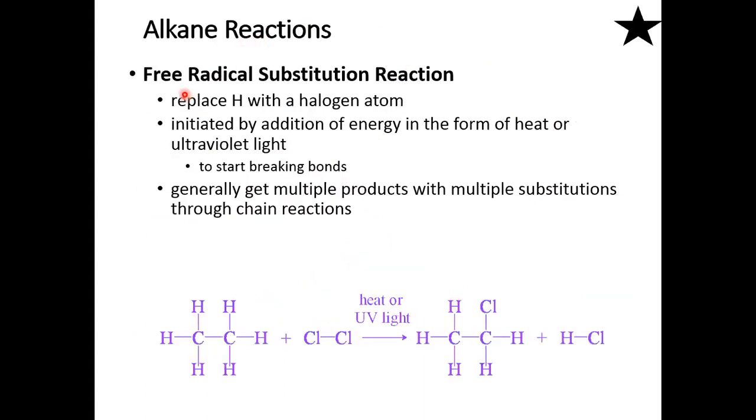Alkane reactions. Free radical substitution reaction: replace hydrogen with a halogen atom, initiated by addition of energy in the form of heat or UV light to start breaking bonds. Generally you get multiple products with multiple substitutions through chain reactions. So for example, ethane: it replaces one of the hydrogens and it can replace all the hydrogens with chlorine. So you have several products that can be produced during this reaction.